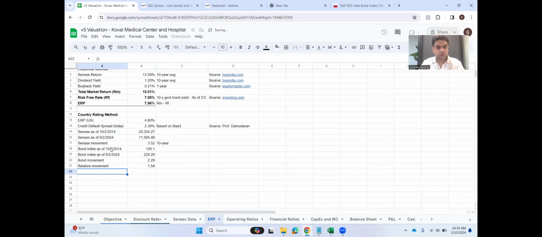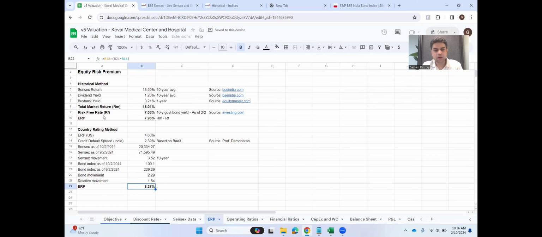So the equity risk premium is the equity risk premium of the mature market plus 1.54, that's the relative movement in Indian stocks vis-a-vis the Indian bond market, times the credit default spread in India. So you get 8.27 as the equity risk premium. You see that this is within shouting distance of the equity risk premium that we estimated using the historical method, although it's slightly more.